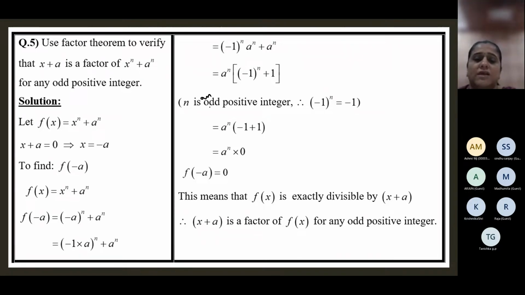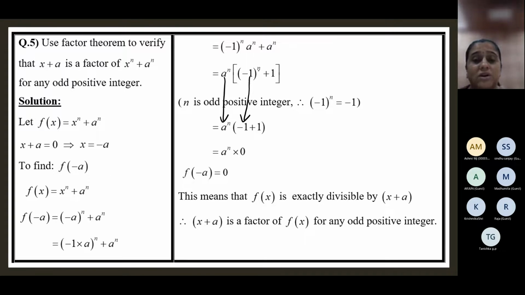Yes, ma'am. N is an odd positive integer. Odd, don't get confused. Odd positive integer, meaning an odd number it is. So if n is odd, you will get minus 1. Now in the bracket, write this a to the power n as it is. Now this answer is minus 1.